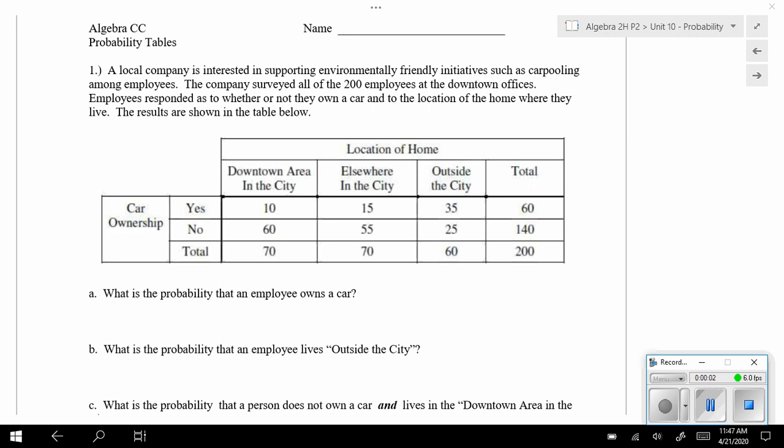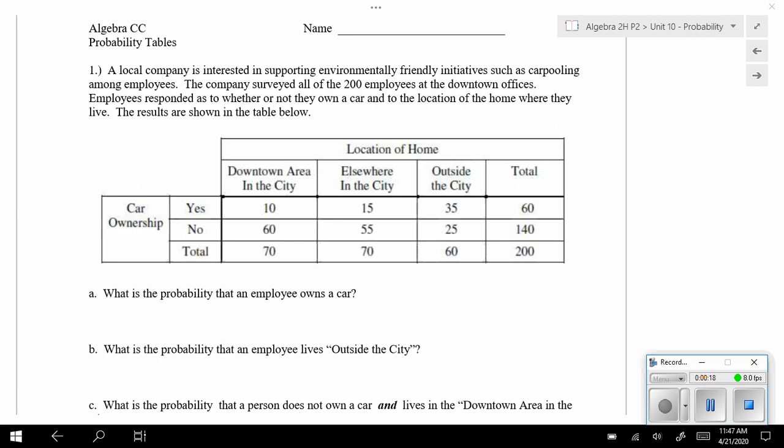So in this lesson, we're going to cover probability tables, probably a very common type of question we'll see. They're actually helpful to make our own in certain scenarios. So we'll first take a look at this one. I'm going to read through the question.